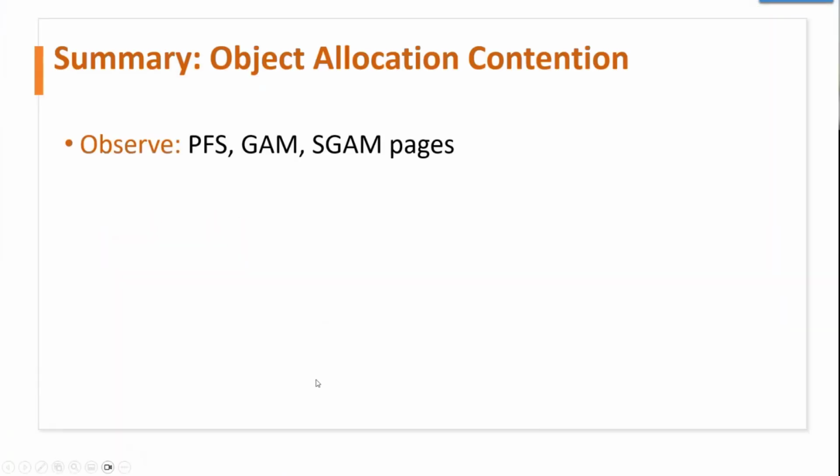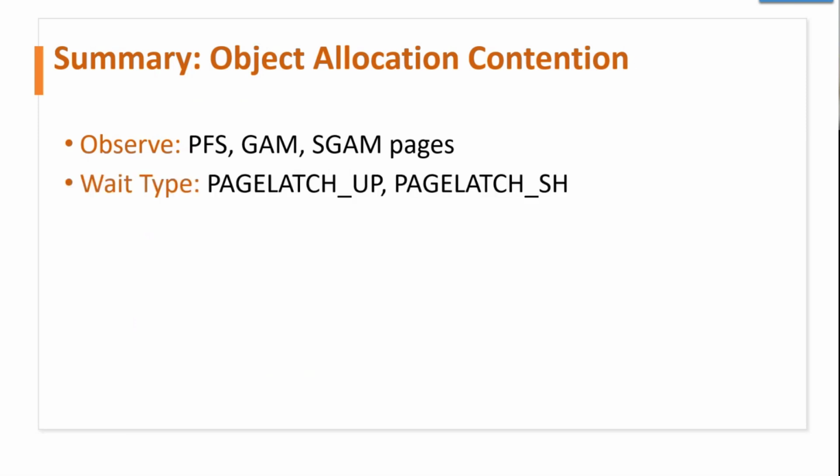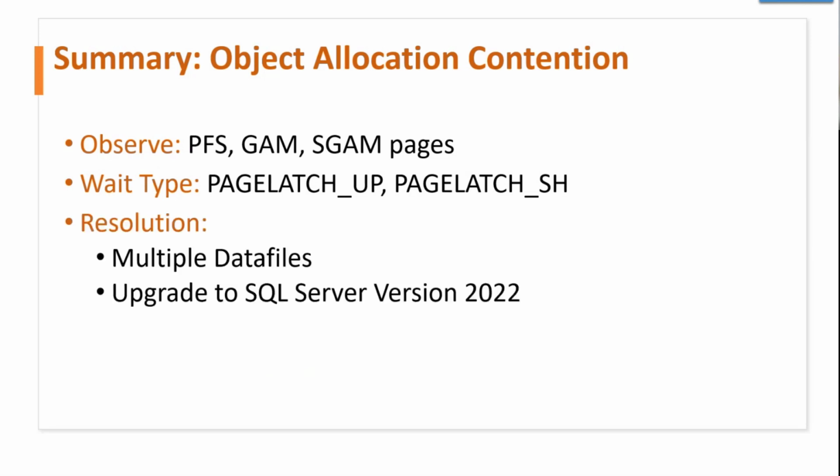All right. Okay, so the three types of contention that we saw are in summary. I just want to show you quickly here. The first one is the object allocation contention. When you see page latches on PFS, GAM, and SGAM pages, then it's object allocation contention. And what's the resolution? You create multiple data files, keep increasing in numbers of 4 as needed, create them with equal size, equal auto growth. And the best way to get rid of this contention is to upgrade to 2022, and then you're done.